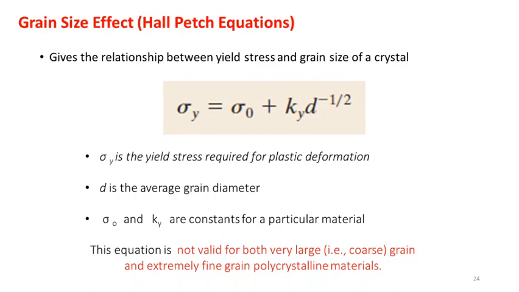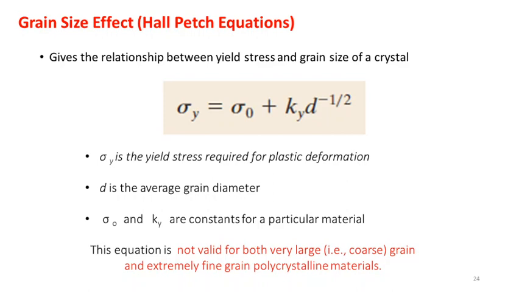This is not valid for very coarse-grained material and very small grain material like nanomaterial. The other materials all fall under this category. This observation is followed in all other classes of material. The Hall-Petch equation says the strength of the material is inversely proportional to the size of the grain. As the grain size decreases, the strength increases. As the grain size increases, the strength decreases.